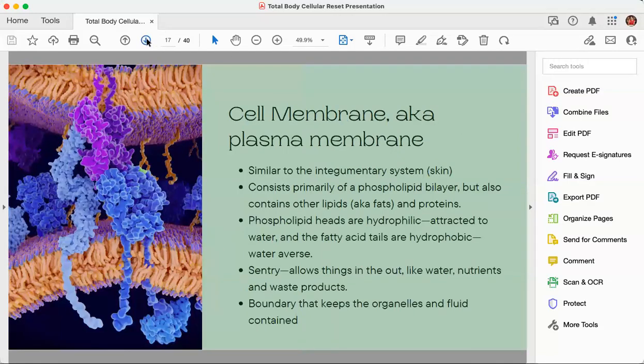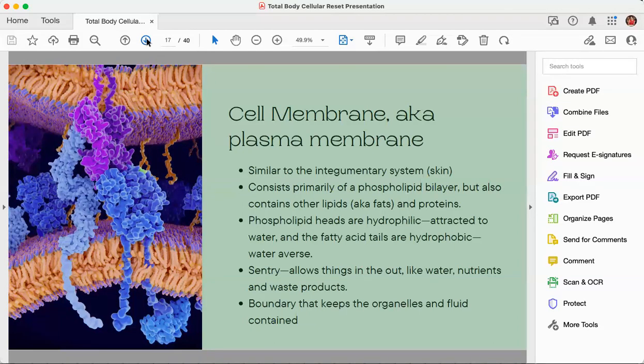And last but not least, this slide is set up different because this is the area that we're going to be focusing on for the rest of the presentation. So this is the cell membrane, which is also known as the plasma membrane. It's similar to the integumentary system, or you can simplify it to just be similar to the skin. And it consists primarily of a phospholipid bilayer, which means it's 2 layers of phospholipids. But it also contains other lipids, also known as fats, and proteins.